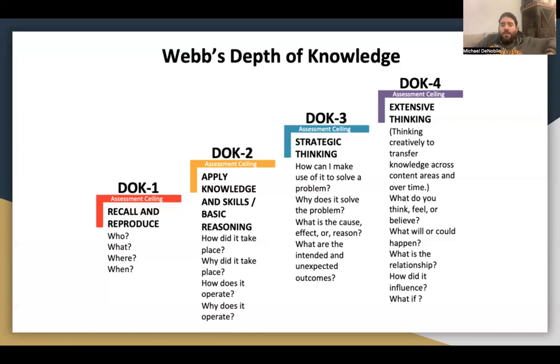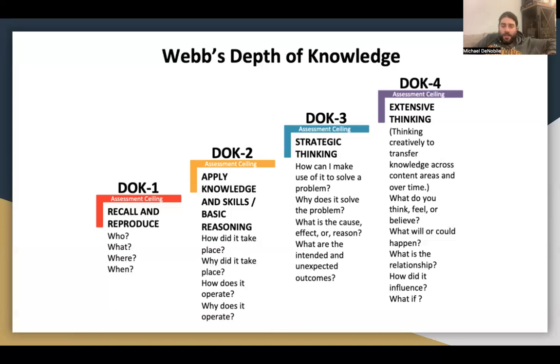And then DOK4 is extensive thinking creatively to transfer knowledge across content areas and over time. What do you think, feel, or believe? What will or could happen? What is the relationship? How did it influence? What if this happens? What if that happens?